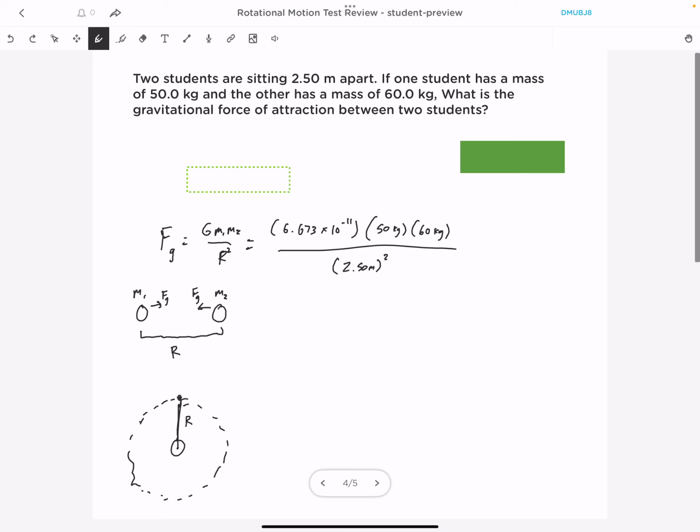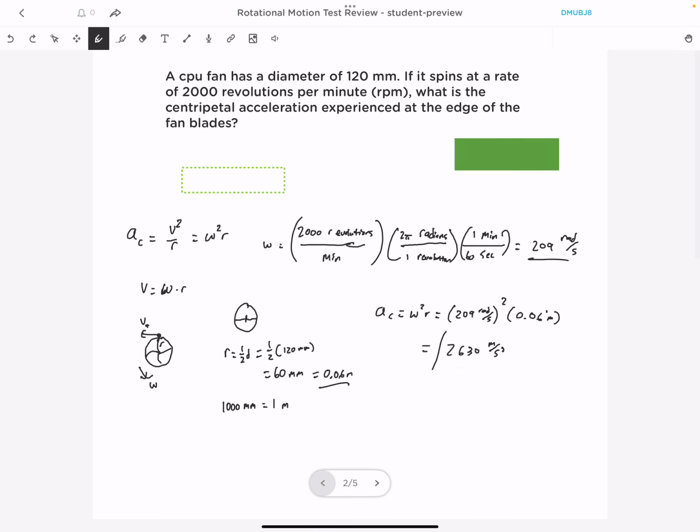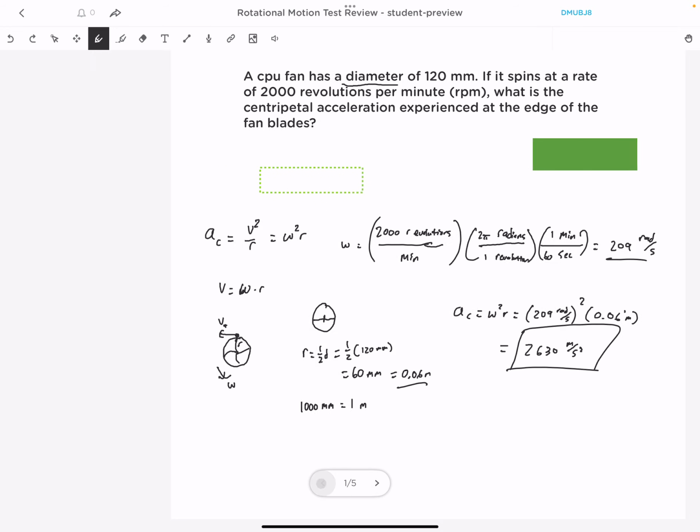But when I ran it through my calculator, I ended up with a value of about 3.2 times 10 to the negative 8 newtons. All right, so that's how you solve that one. And if you notice, these problems aren't particularly difficult. We did a very similar problem to this one on the gravitation classwork. And for unbanked turns, we did a very similar problem when we were talking about banked versus unbanked turns. This is all from the beginning when we were doing rotational motion and centripetal force. So both of these had to do with centripetal force.